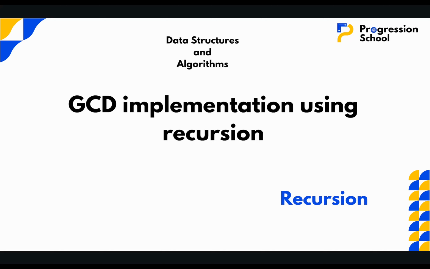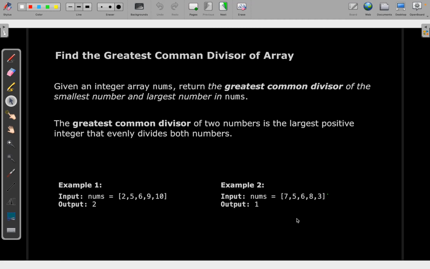Hi, welcome. In this video, we'll solve the problem GCD implementation using recursion. Now let's check out this problem: find the greatest common divisor of an array. Given an integer array nums, return the greatest common divisor. Basically, greatest common divisor is the GCD.